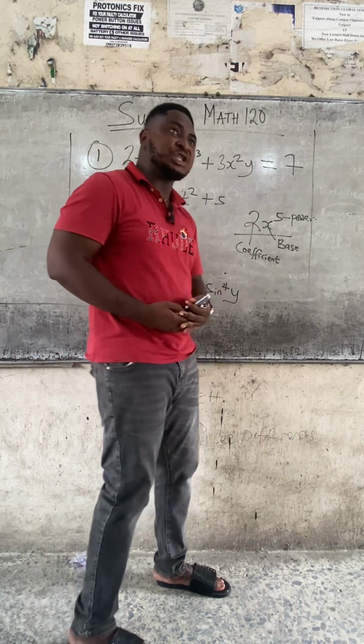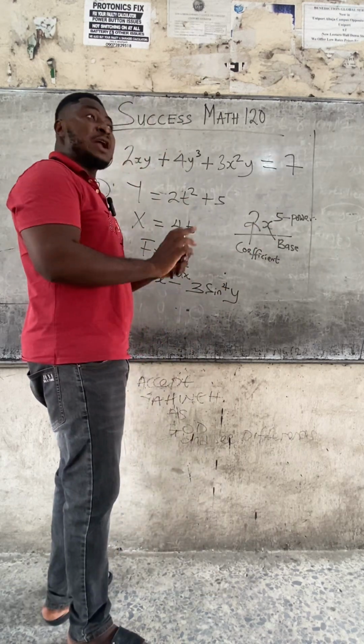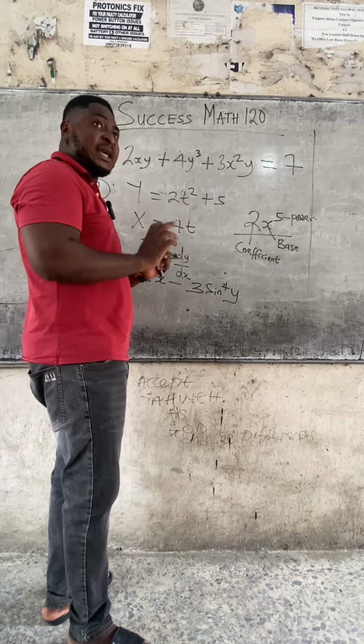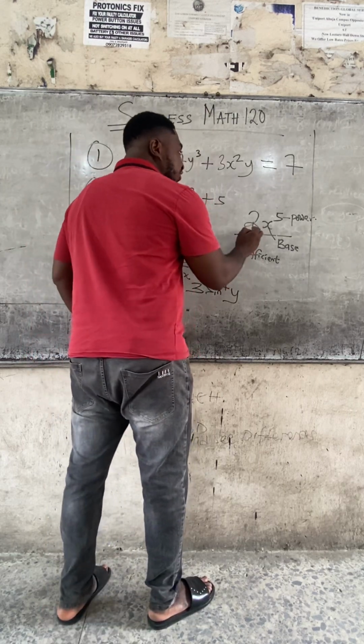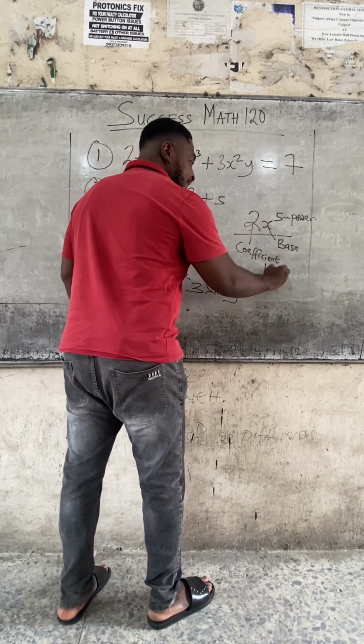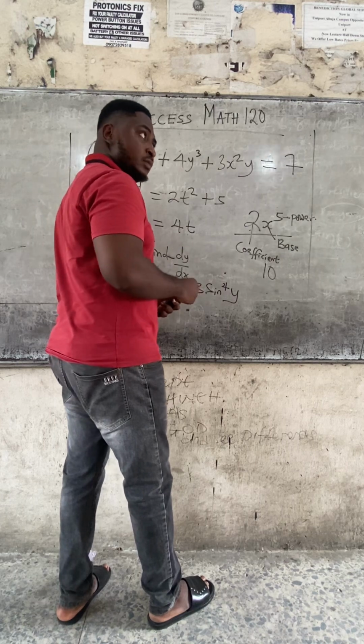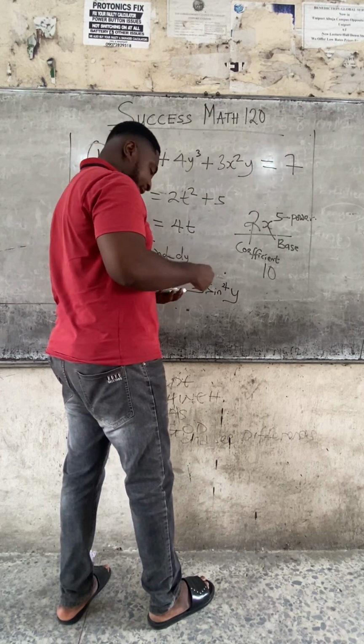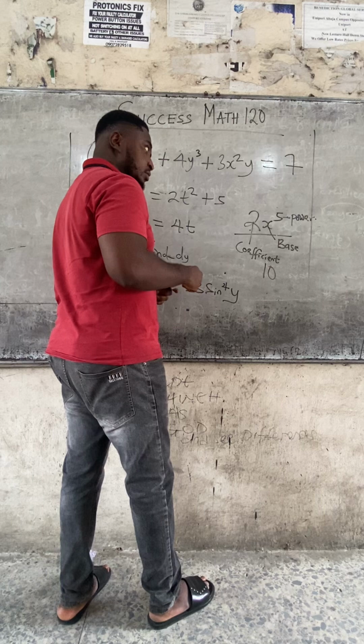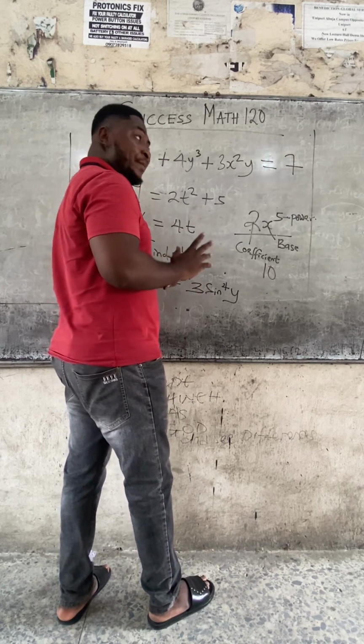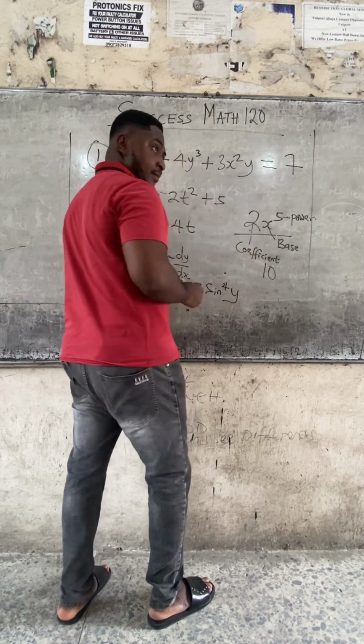The first step of simple differentiation, which you should have known by now, but some people resume late: multiply your coefficient and power. 2 times 5, you have 10. I hope this is showing. 2 times 5, you have 10. That's the first rule of differentiation. First step, multiply coefficient and power.